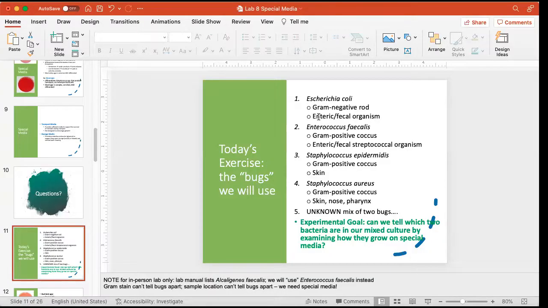So we have four bacteria that I've chosen here, and here's our experiment. I'm going to choose, or I did choose, two of these organisms, and I mixed them together into a single culture. So we have a fifth culture tube, in other words, that has an unknown mix of two of these organisms. And our experimental goal is to use culture media to help figure out which two I put in. We're going to use special media to do this. And we're going to see if we can figure out which two of these organisms I put in.